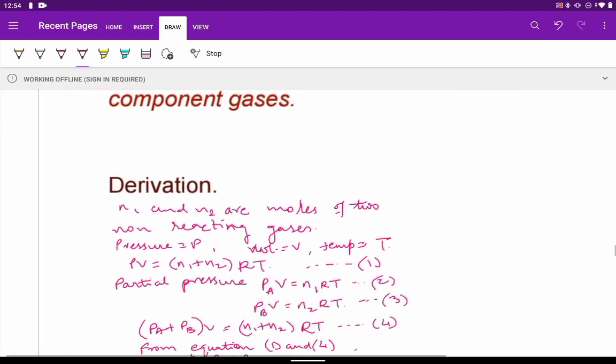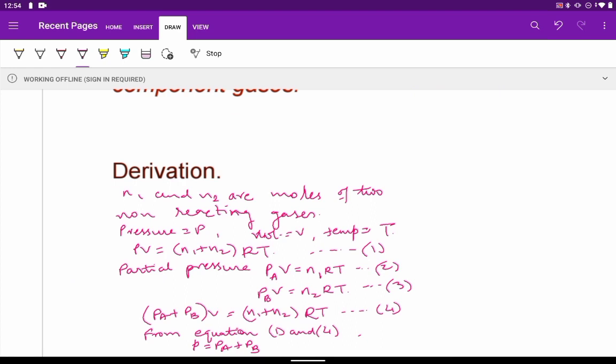So based on this, we can have the derivation in the following way. If there are two non-reacting gases, n1 and n2 are the moles, meaning for one gas n1 moles are present, for the second gas n2 moles are present. The pressure is P, volume is V and temperature is T. So we know that PV is equal to nRT. So here the total number of moles will be equal to n1 plus n2. So PV is equal to (n1 plus n2) RT. This is the first equation.